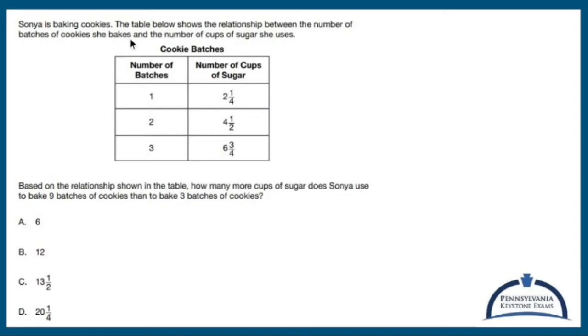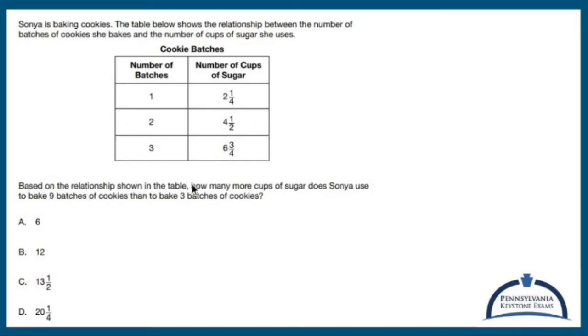Sonia is baking cookies. The table below shows the relationship between the number of batches of cookies she bakes and the number of cups of sugar she uses. So we've got 1, 2, 3 batches. One batch is 2 1/4. 2 batches is 4 1/2. 3 is 6 3/4. So if you're noticing, this goes up by 1 every time, and this also goes up by the same number, and that same number is 2 1/4 every time. So there's a pattern that'll come in handy probably.